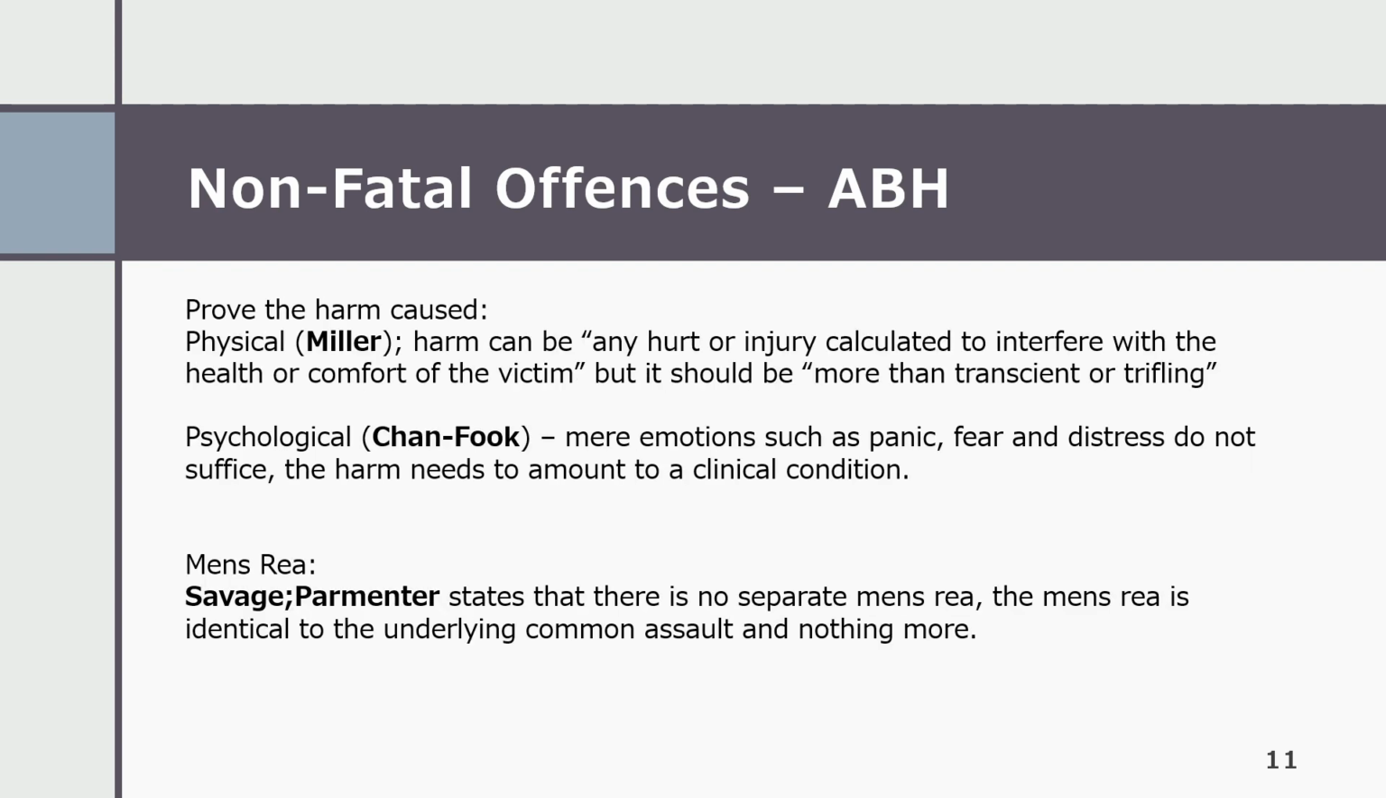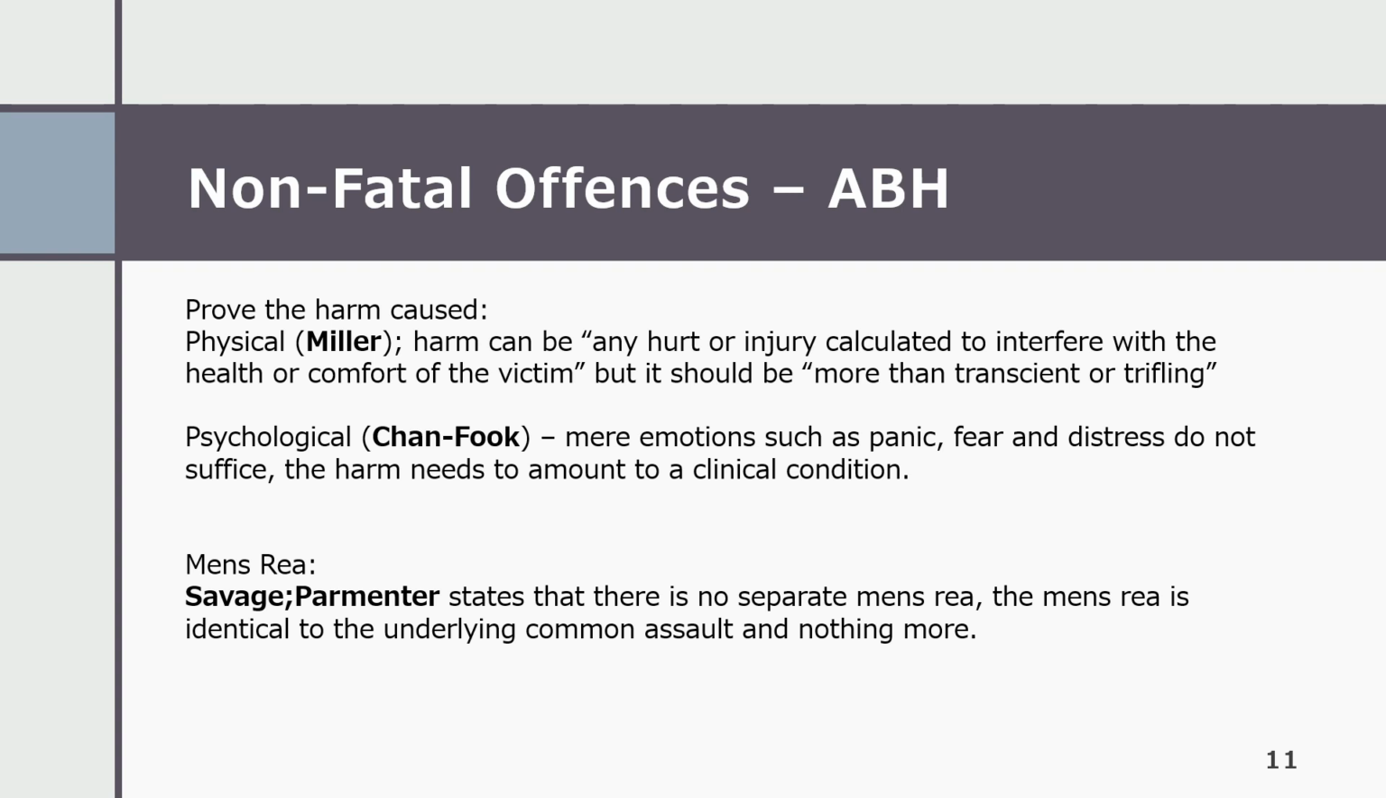So next, you must prove that the harm was caused, and then you must differentiate it between physical harm and psychological harm. So physical harm in Miller: harm can be any hurt or injury calculated to interfere with the health or comfort of the victim, but it should be more than transient or trifling. So that's similar to the principle in R v Kimsey. So psychological harm is tackled in Chan Fook. So mere emotions such as panic, fear and distress do not suffice. The harm needs to amount to a clinical condition.